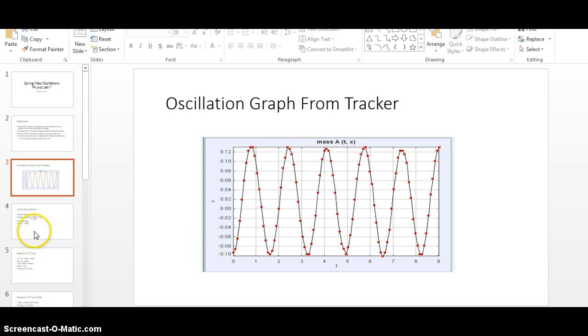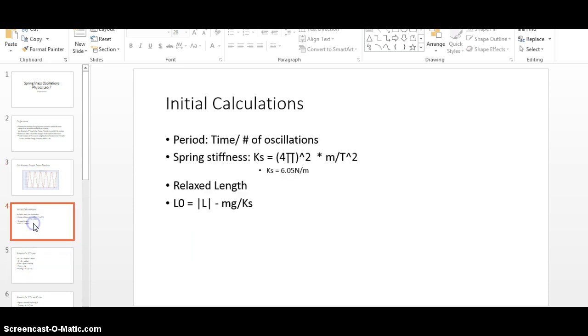So next, looking at initial calculations, we have outlined here, time divided by number of oscillations gives you the period. We have spring stiffness, formula for that, 4 pi squared times mass over time squared. And when we do calculations, we get Ks is about 6.05. And then we have the relaxed length calculation here, L0 equals magnitude of L minus mg over Ks.